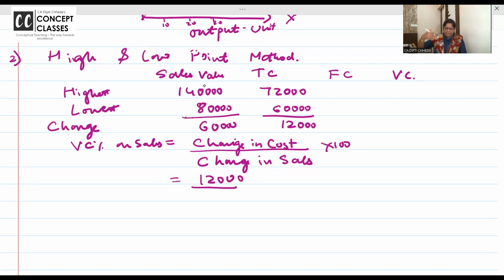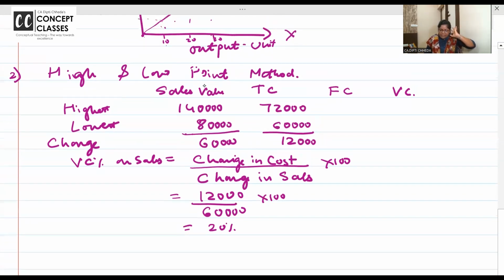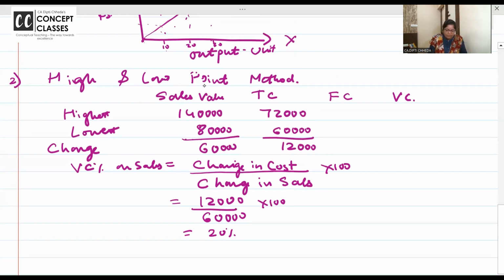12,000, highest and lowest. Ma'am, if they give 3-4 bits, can we take any 2 bits? Yes. What is the change in cost? 12,000. What is the change in sales? 60,000 into 100, 20%. So what is the variable cost? Change in cost is only because of the variable element. 20%. Now, how I am going to use it? I want all of you to pay attention here and check how I'm going to use this.